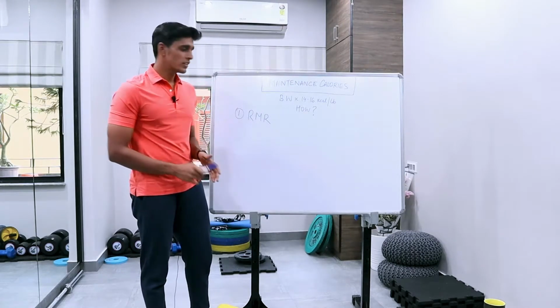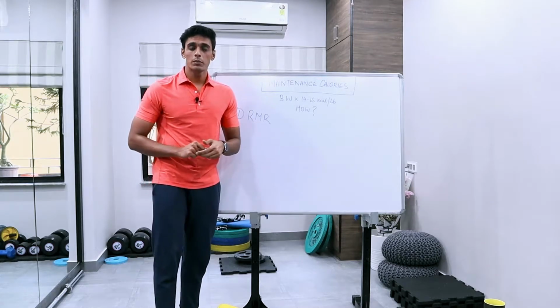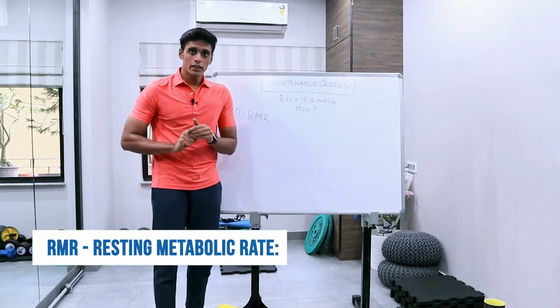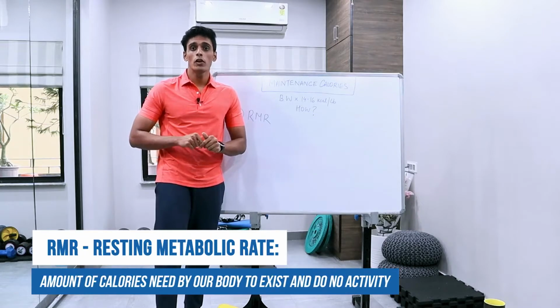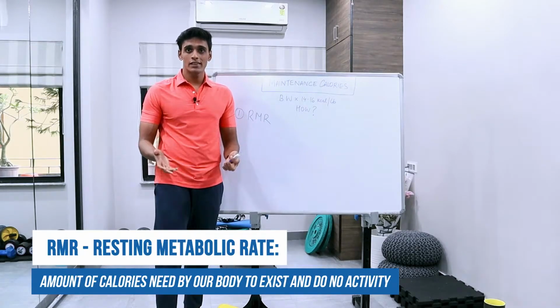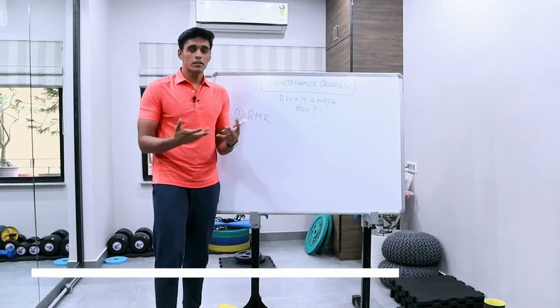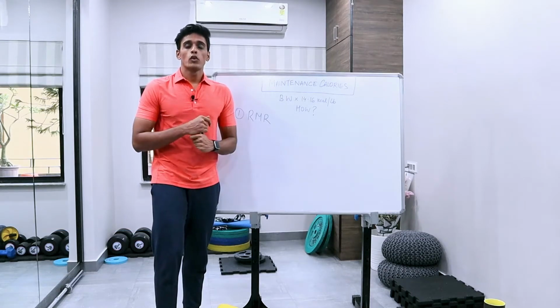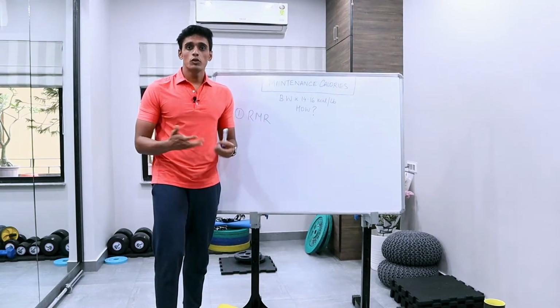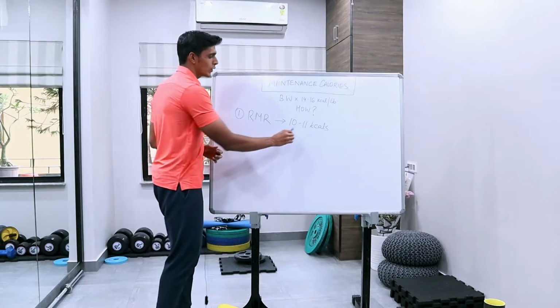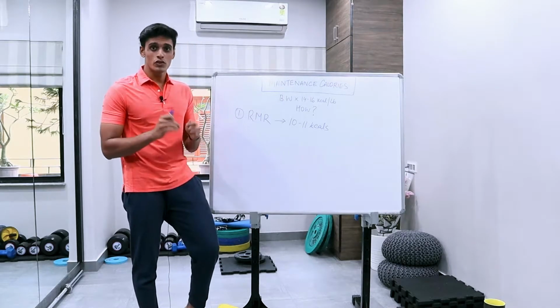The first consideration is RMR, which is your resting metabolic rate. Now what is resting metabolic rate? It's basically the amount of calories that your body requires just to literally exist and do no activity. So it's basically you lying in bed 24/7 and what your body requires in order to actually keep you functioning. And this contributes to about 10 to 11 calories per pound that your body needs in order to just exist.